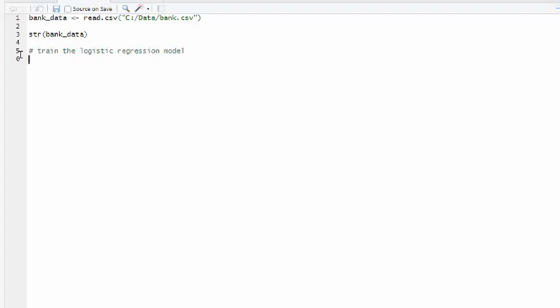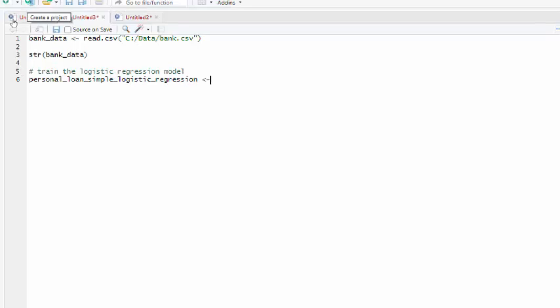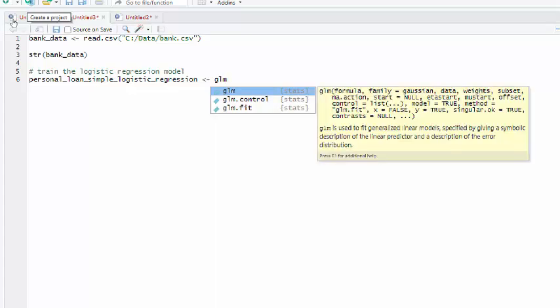So I'm going to call it personal loan. You know how I like to give my models and variables really long descriptive names, right? Personal loan, let's call it simple logistic regression. Okay, personal loan simple logistic regression. How about that? Turns out that I don't even need to call any libraries. It's built into R, and it's called GLM. LM stands for what?